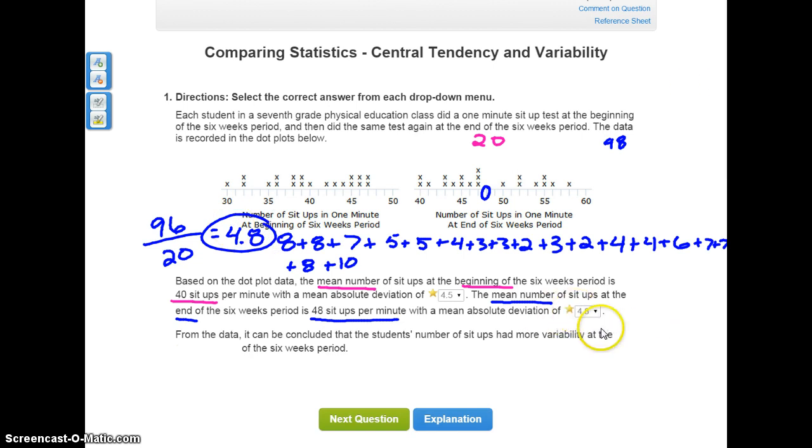So again, here we have another scroll down, and once you drop it down, that's what you're selecting. The last question here says, from the data, what can be concluded about the number of sit-ups? Which one had more variability? Well, the question here is to compare these two statistics. What is greater? And also, what would you expect to be greater? Would you expect someone to be doing more sit-ups at the beginning of a period where they started only focusing on sit-ups, or at the end of the period? So typically, this pretty much confirms our conclusion that 4.8 is greater than 4.5. So therefore, we want to select at the end of that period.